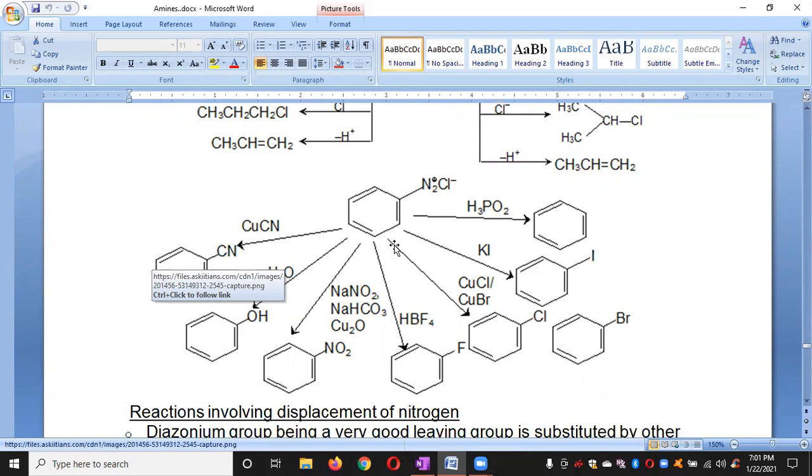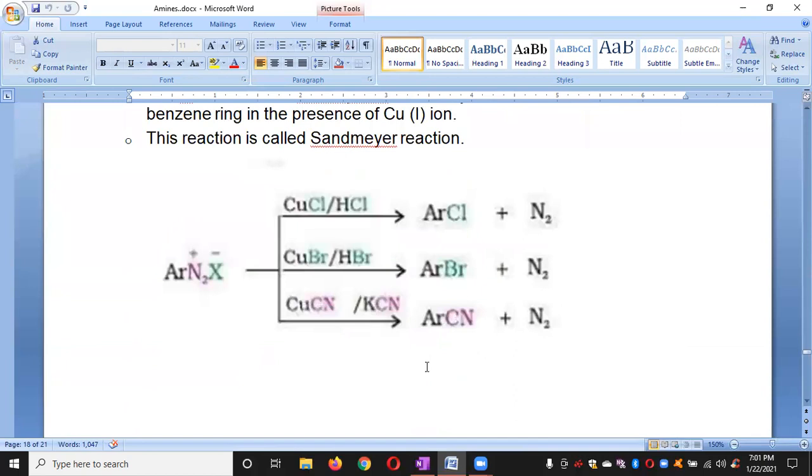I just told you that Br minus and Cl minus can be substituted either by the Sandmeyer reaction or the Gattermann reaction. This is the Sandmeyer reaction when we use Cu plus, cuprous chloride or cuprous bromide. It will give chlorobenzene and bromobenzene respectively. And if you use HBF4, fluoroboric acid, we may get fluorobenzene, and this reaction is known as the Schiemann reaction. Let's see them one by one.